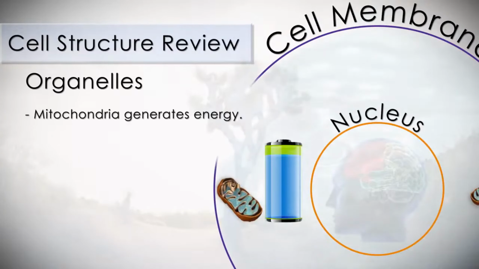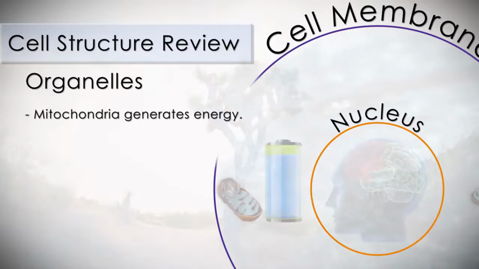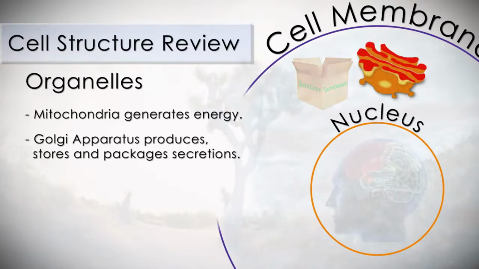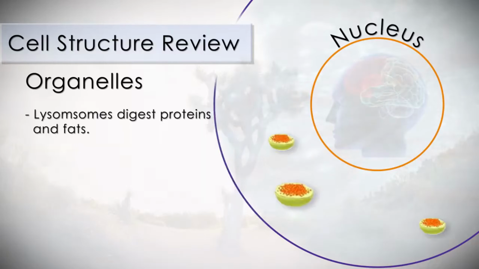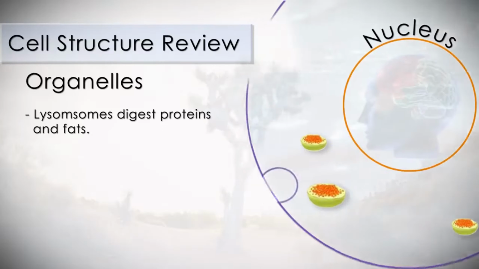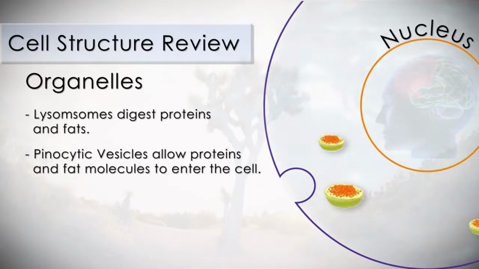The mitochondria generates energy for the cell. Golgi apparatus produces, stores, and packages secretions for discharge from the cell. The endoplasmic reticulum transports materials into and out of the nucleus. Lysosomes digest proteins and fats. And pinocytic vesicles allow proteins and fat molecules to enter the cell.